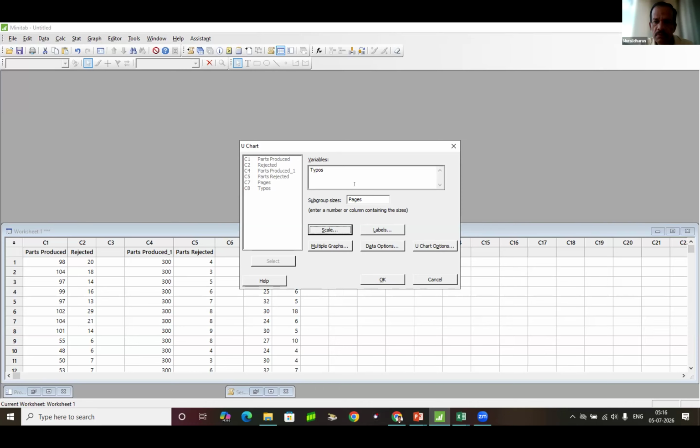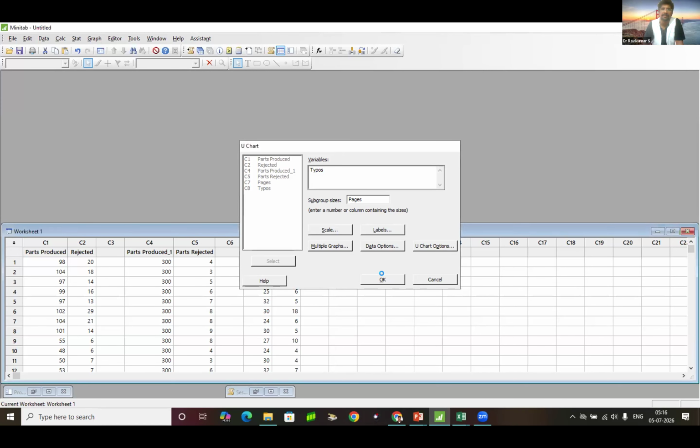Go ahead and do it, and if you have any doubts, ask me. So Stat, Control Charts, Attribute Charts, and in that, U Chart. Click on U chart. Now under the variables, you have to choose C8 typos, the typographical errors. For the subgroup, you have to choose the pages. Now click on OK.